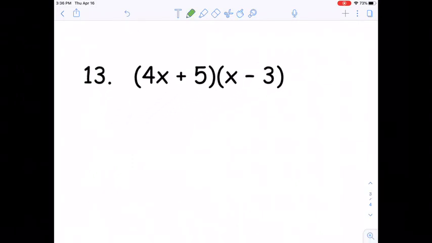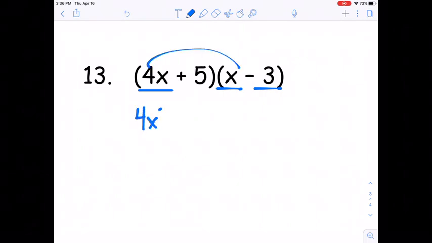Again, I'm multiplying a binomial times a binomial, so I'm going to take that 4x times both terms. 4x times x is 4x squared. 4x times a negative 3, use that minus with the 3. I'd multiply the 4 times the negative 3, and that's a negative 12. But I'm also multiplying times x, so I get negative 12x.